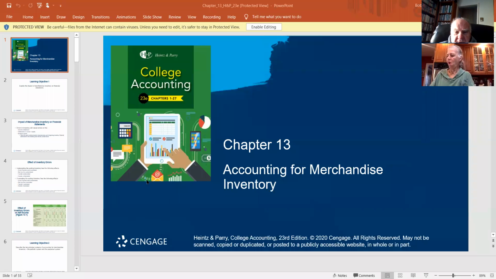All right, share the screen. Okay, we're up to chapter 13, huh? Right. We skipped number 12, which is about journals, because we have other classes that are nothing but about journals, specifically QuickBooks. So, okay, accounting for merchandise inventory. We're getting toward the end already, huh?